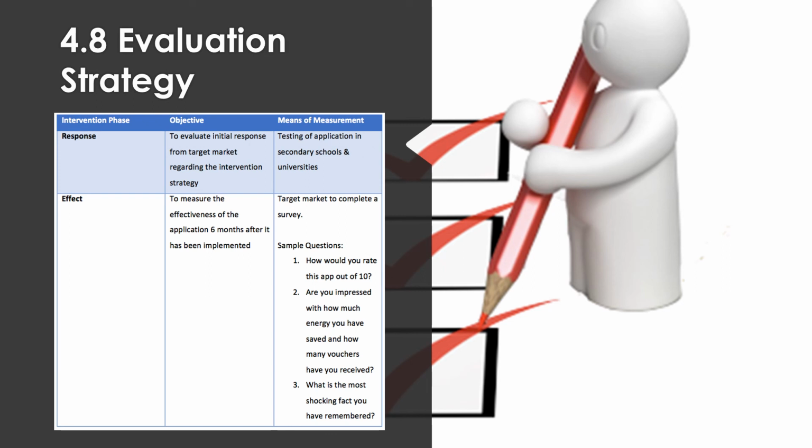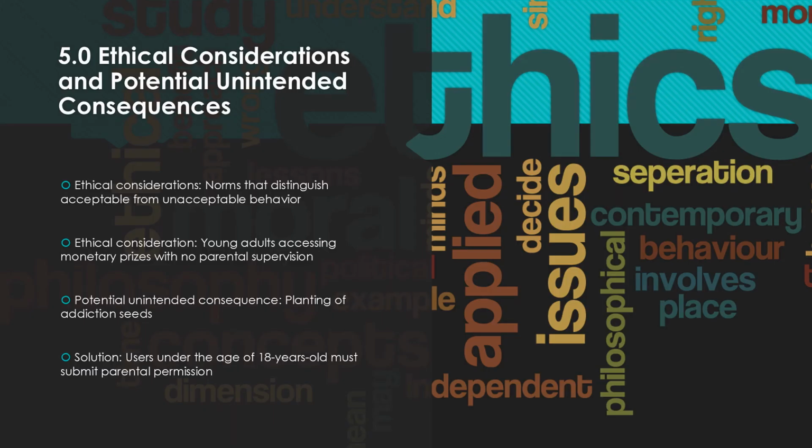When seeking information from the effect phase, a possible challenge could be the target market not being willing to fill out the survey. Ethical considerations are norms that distinguish acceptable from unacceptable behaviour. Ethical considerations in regards to this intervention campaign are the possibility that some segments may be excluded, such as parents, as young adults at the age of 13 will be accessing the application and winning monetary prizes with no supervision. A potential unintended consequence of this is the possibility to plant addiction seeds, which may trigger gambling issues.